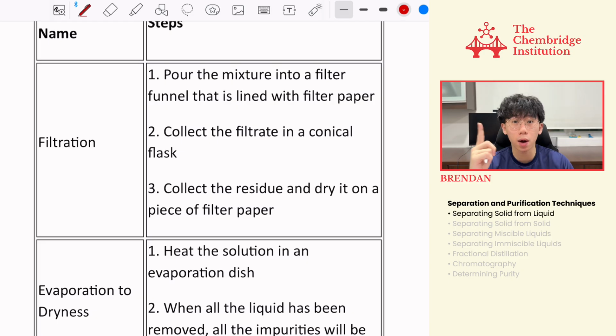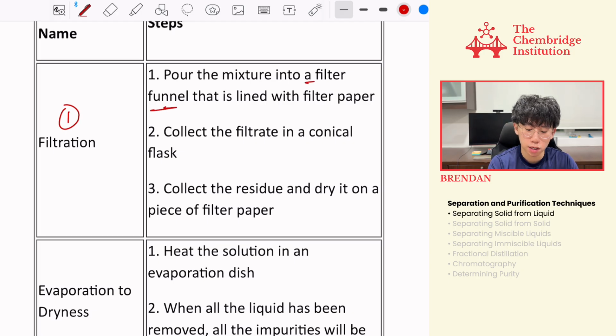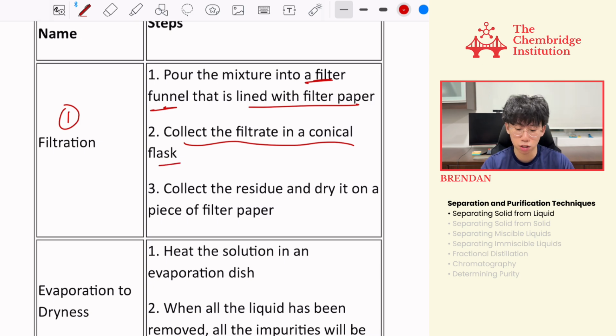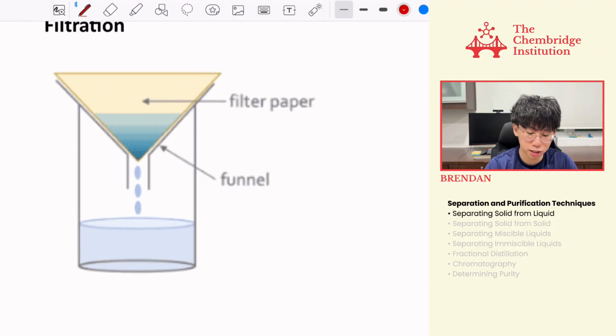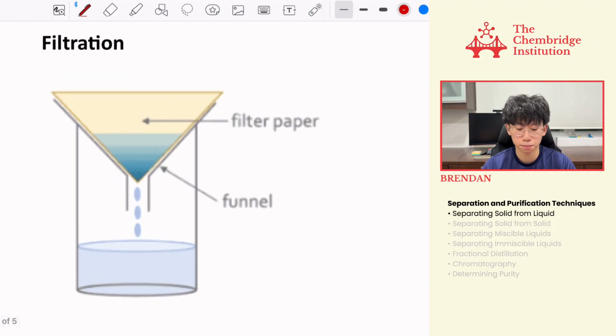So priority number one, I'll think about filtration first, because it's very easy to do. How does filtration work? You pour the mixture into a filter funnel that is lined with filter paper, and then you collect the filtrate in a conical flask. And then you collect the residue and dry it on a piece of filter paper. So if there was a diagram right here, this would clearly illustrate it.